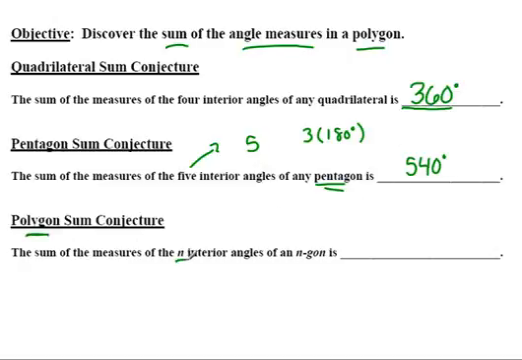So then we get to the general case. For any n-gon, which has n interior angles, the sum is going to be n minus 2, so however many sides it has minus 2, multiplied by 180 degrees. That's in general how we figure this out. And this is really an important formula. This is really what we're aiming for today.